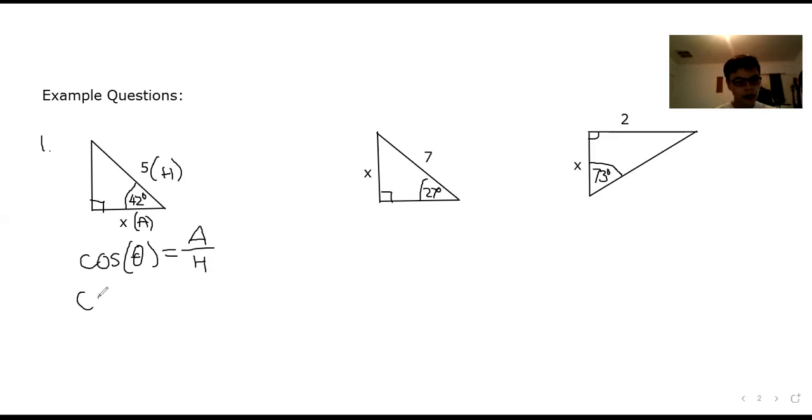So we know what the angle is. So then it's going to be cos 42 degrees equals adjacent, which is just x, divided by 5. Now, what we need to do is get x by itself, right? So this leaves us with x equals 5 times cos 42 degrees. So we'll just leave that as 5 cos 42 degrees.